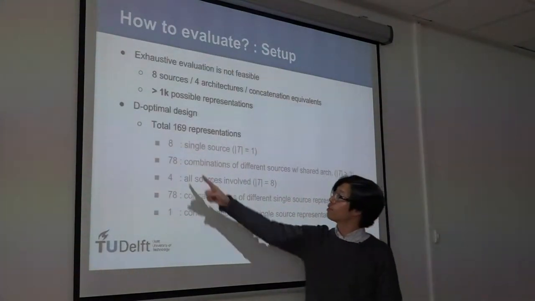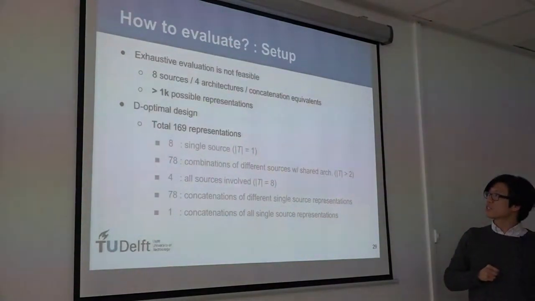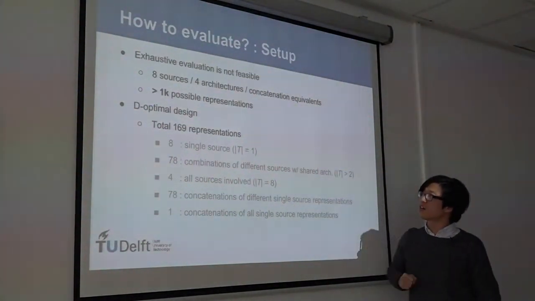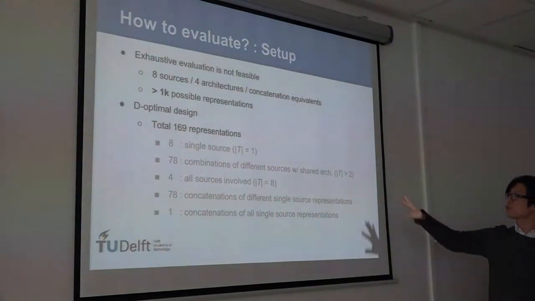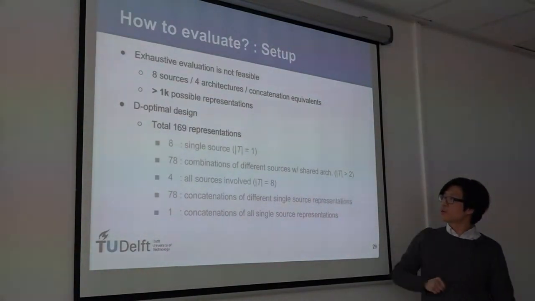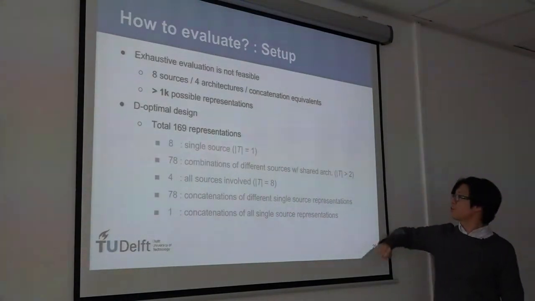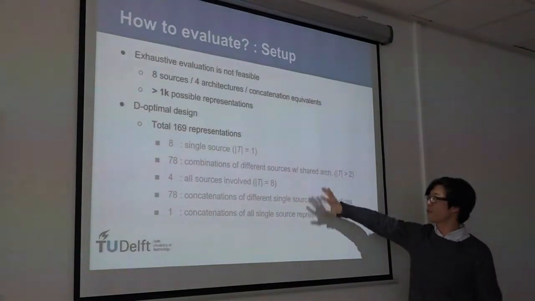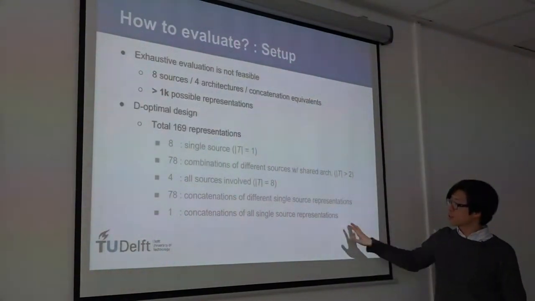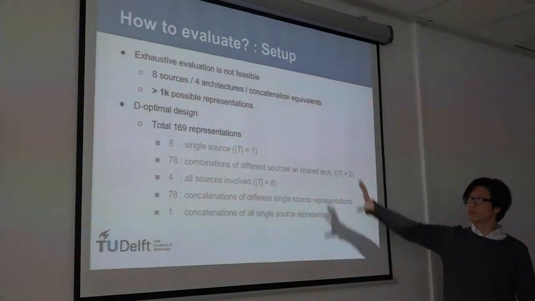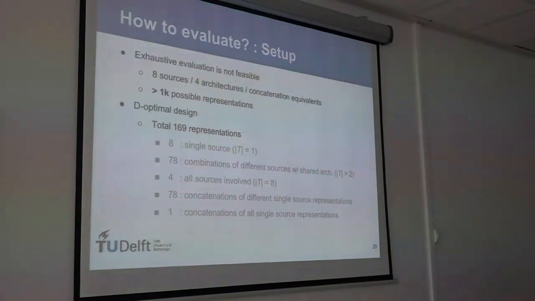Eventually, we took this number of neural network representations: 169. Details are here. 8 single sources, of course, 78 combinations of different sources with the shared architectures, and 4 with all sources involved, and 78 equivalent ones, which have the same combination of learning sources but without any sharing. So a combination of this kind of network, and 1 concatenation of all single source representations. So eventually we get this number of networks to evaluate.